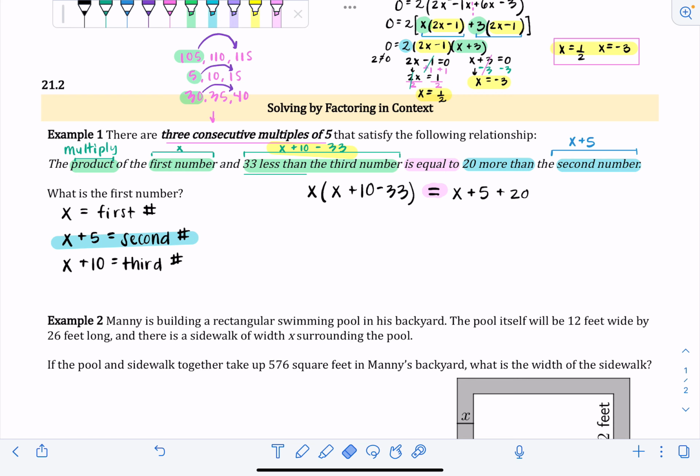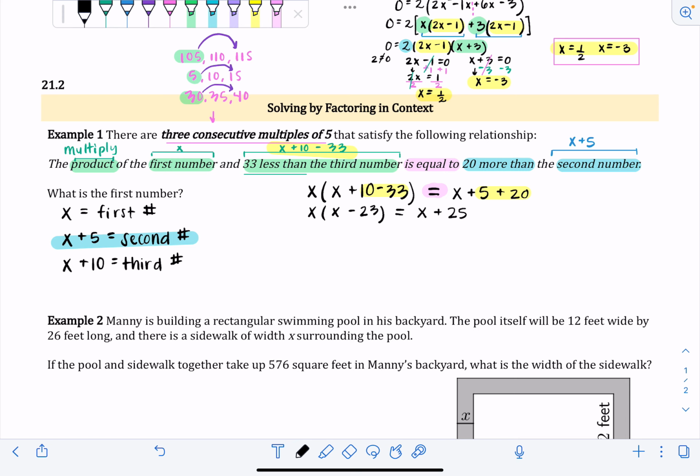So we're going to work on simplifying our equation. In the parentheses over here, I have some like terms that I can subtract. So I have x, and then in the parentheses, x plus 10 minus 33 is negative 23. And then bring down my equal sign. And then over here, I can add the constants 5 and 20. I have to bring down the x first, and then 5 plus 20 is 25.